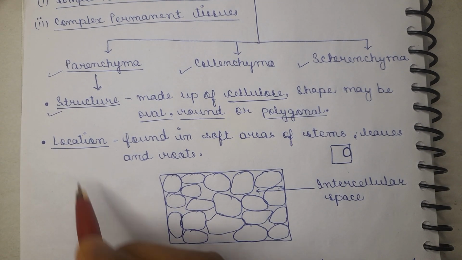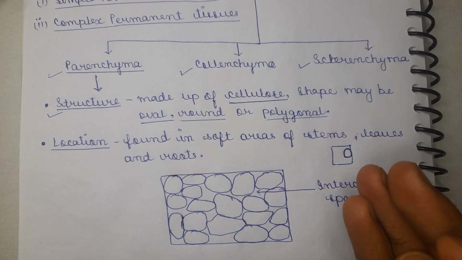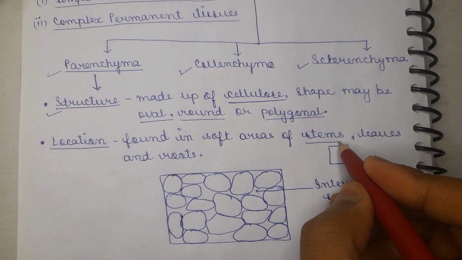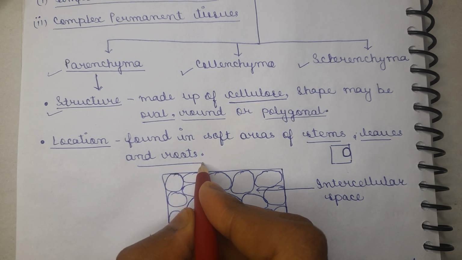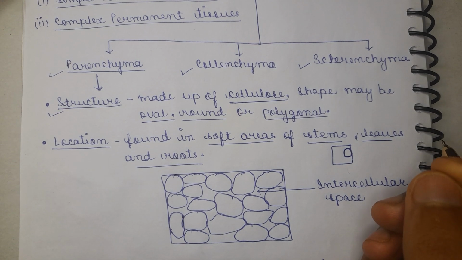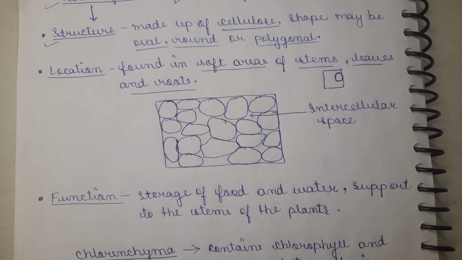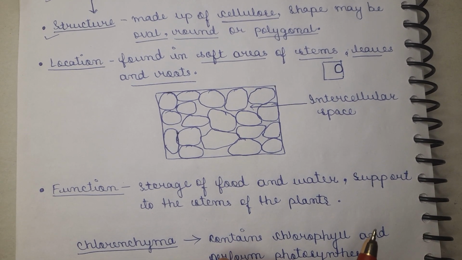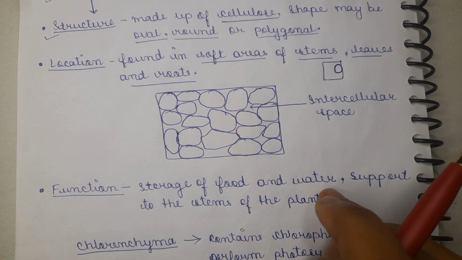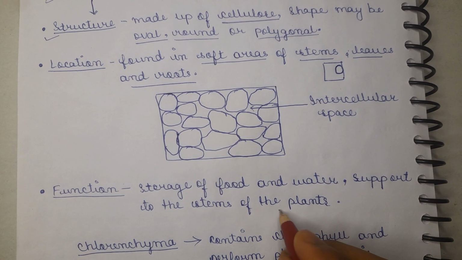Now the location of parenchyma tissue: it forms the bulk of the soft parts of green plants. It is also found in flowers, stems, leaves, and roots. Basically it is found in the soft areas of the plant where new growing cells are forming. As for the function of parenchyma, its most important function is the storage of food and water in the cell, and it also gives support to the stem of the plant.